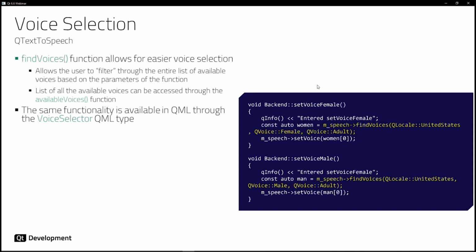So if we look at our example here on the right, we can see we're calling this findVoices function, searching for a voice with a locale in the United States, a female voice, and an adult voice. So this is going to return a list of all voices within the list of available voices that match those parameters. So this should just return us a female voice, and then we can see we have a very similar function below it, which is just going to be finding a male voice. And it is worth noting that the same functionality is available in QML through the VoiceSelector QML type. However, in this example, I am using the C++ version of this function.